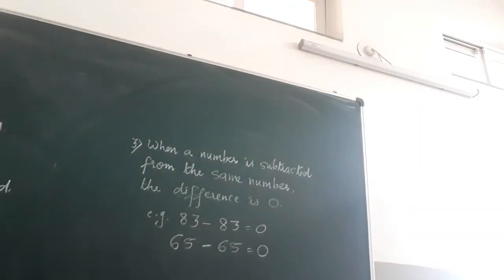See the third property of subtraction. When a number is subtracted from the same number, the difference is 0. That is, 83 minus 83 is 0. You may also read it as 83 is subtracted from 83 gives 0. Similarly, 65 when subtracted from 65, the answer is 0.